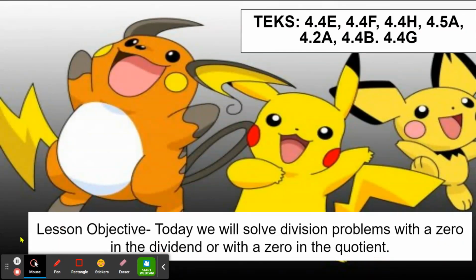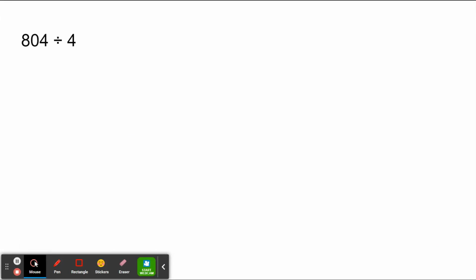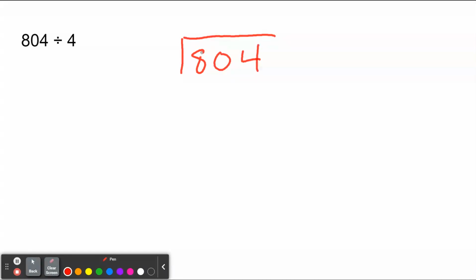Okay, let's go into our problems for today. So our first problem we're going to look at is 804 divided by 4. And we're going to solve this using the standard algorithm method or long division method for division. So I'm going to go ahead and write 804. That's our dividend, the number of objects we're dividing. And then we're going to divide that by 4.